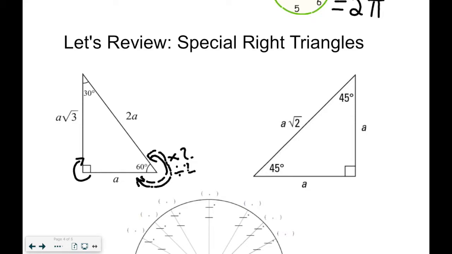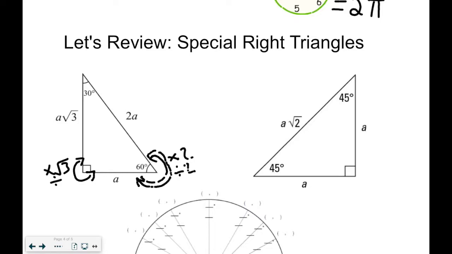If you want to find the long side of the triangle, you multiply a by the square root of 3. And if you want to get back to the short side, you divide it by the square root of 3.